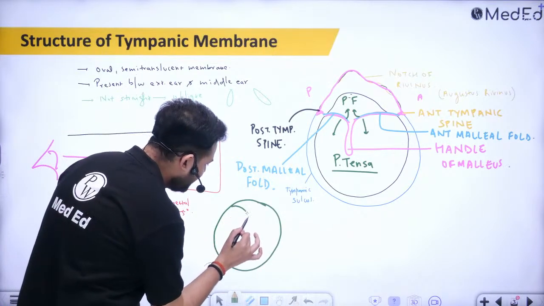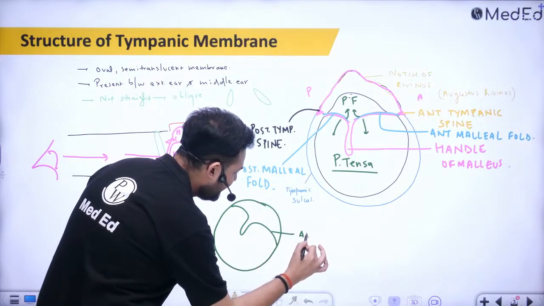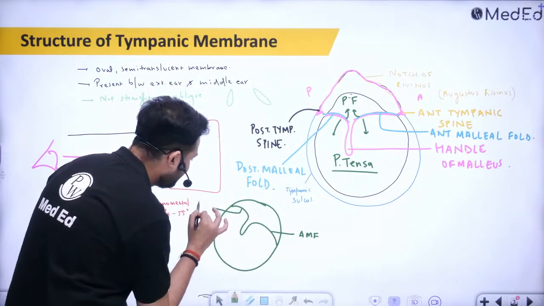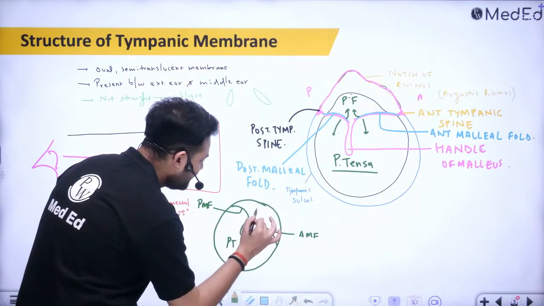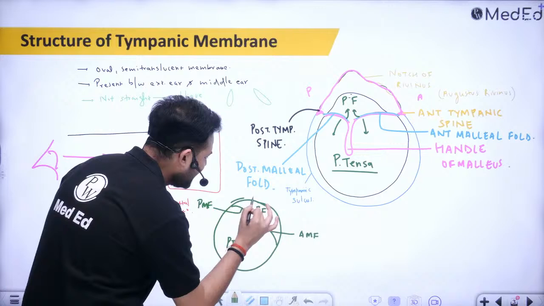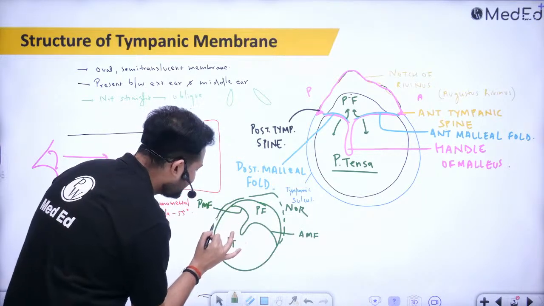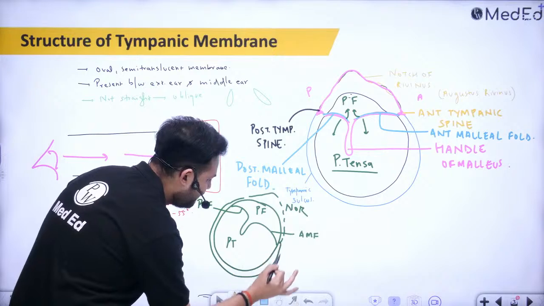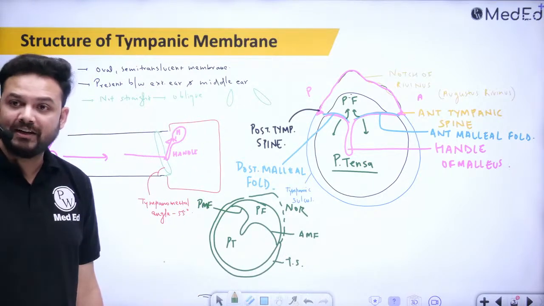अब मुझे पता है इसमें मैलियस है, इसके दो फोल्ड हैं. एक फोल्ड है एंटीरियर मैलियल फोल्ड, एक फोल्ड है पोस्टीरियर मैलियल फोल्ड. करेक्ट? दिस इज द पार्स टेंसा, दिस इज द पार्स फ्लैसिडा. पार्स फ्लैसिडा इज प्रेजेंट विदिन द नॉच ऑफ रिविनस. पार्स टेंसा इज प्रेजेंट विदिन द टिम्पैनिक सल्कस. ओके, दिस इज व्हाट एग्जैक्टली वी हैव रेड.